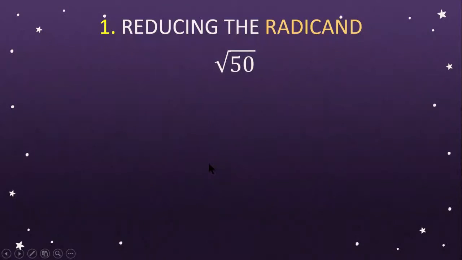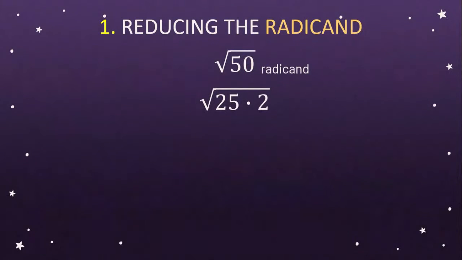Okay, so here is an example of the first method, reducing the radicand. Square root of 50. So 50 is the radicand, therefore we need to simplify 50. How? By factoring out. Okay, so we need to determine the factor of 50 that is a perfect square, and that is 25. Okay, so 25 times 2 is equal to 50. And we are going to simplify this 25. Square root of 25 is 5, and then square root of 2.